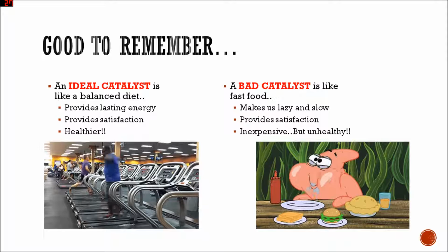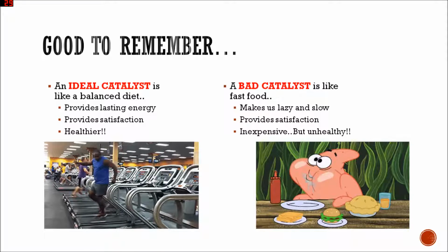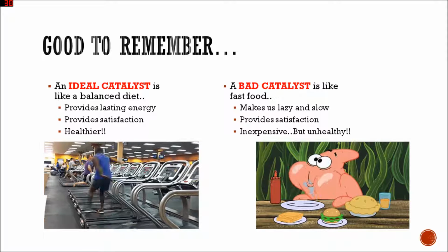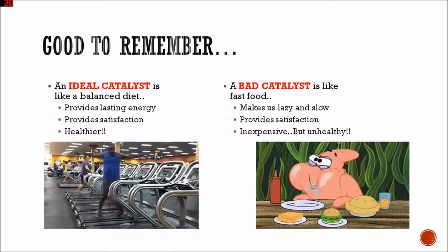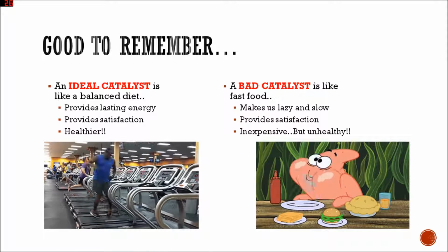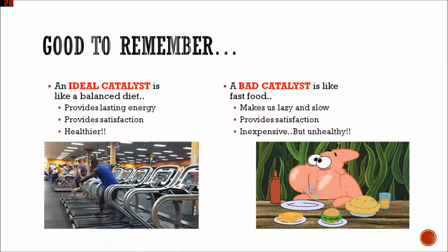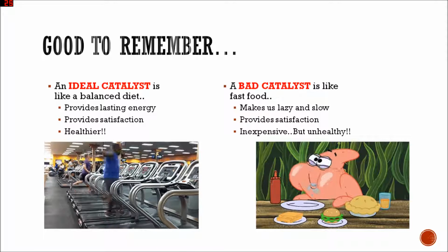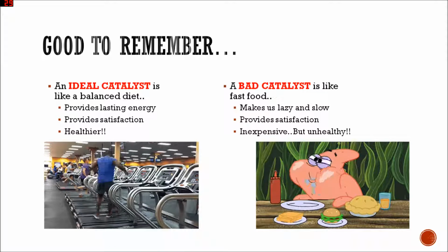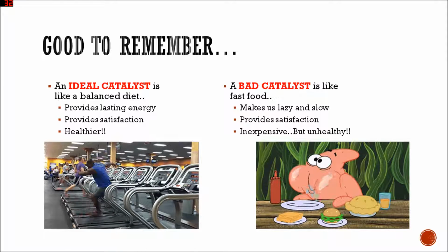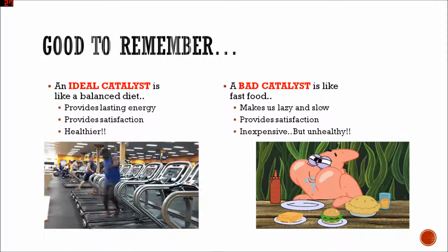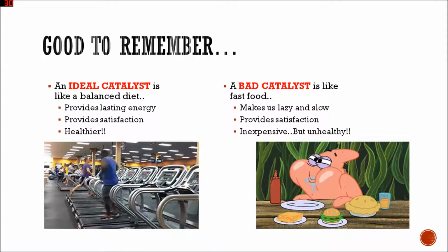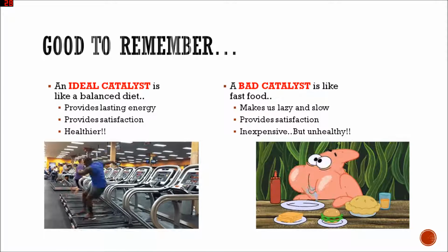So with that being said, it's good to remember that an ideal catalyst is pretty much like practicing a balanced diet, and a bad catalyst is like having a diet of fast food. With an ideal catalyst, or a balanced diet, we're able to get lasting energy. We're able to be peppy and have a lot of productivity throughout our days. It also provides satisfaction. It fills us up. But the main thing is it's healthy.